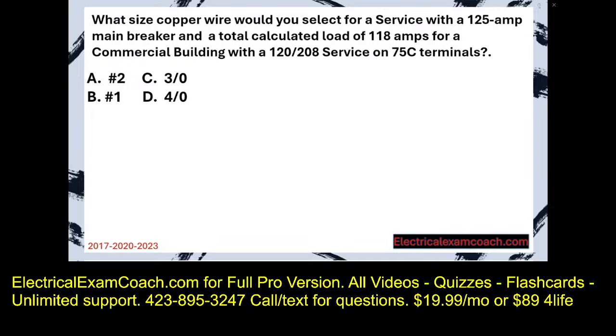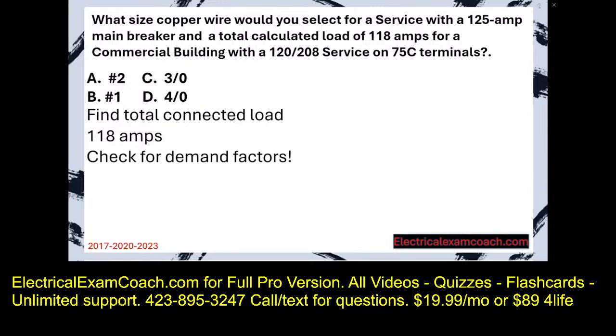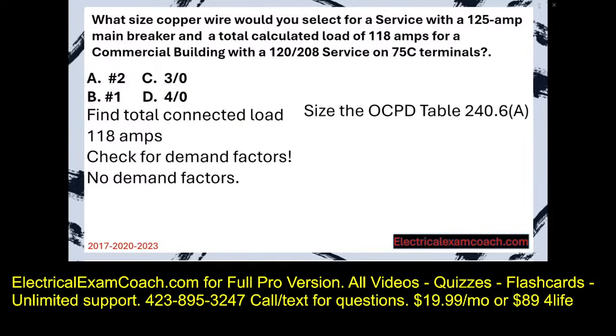terminals? Step 1, we're going to find our total connected load. In this case, they give it to us. It's 118 amps, but we must check for demand factors. In this case, there are no demand factors, so we're going to carry on. Normally, we would size our overcurrent protective device, but if you notice in the question, they've already done that for us. So all we have to do is size our wire.